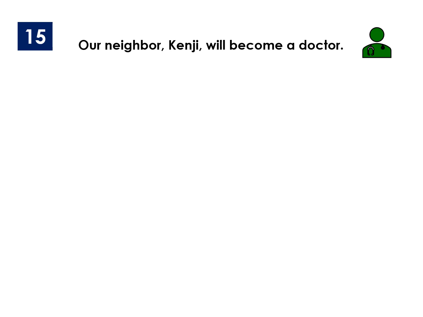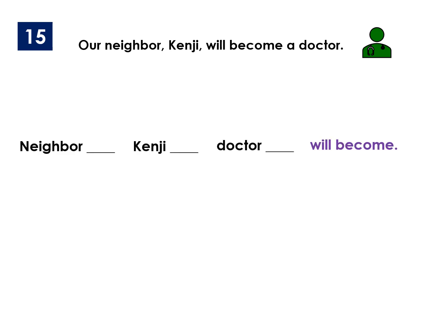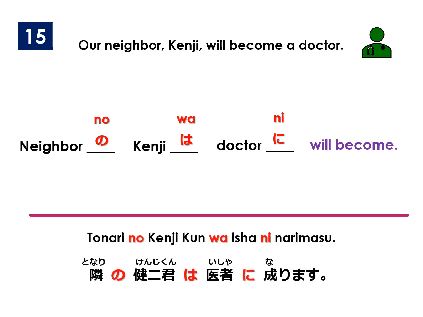Next sentence, our neighbor Kenji will become a doctor. The elements are neighbor, Kenji, doctor, and will become. Neighbor takes the particle no to indicate apposition or Kenji's title. Kenji takes the topic particle wa. It can also take the subject particle ga. And doctor takes the particle ni to indicate change, what Kenji will become. In Japanese, Tonari no Kenji-kun ga issha ni narimasu.